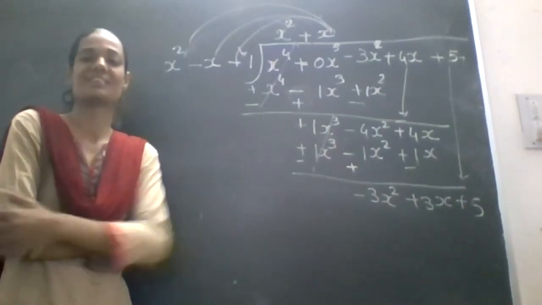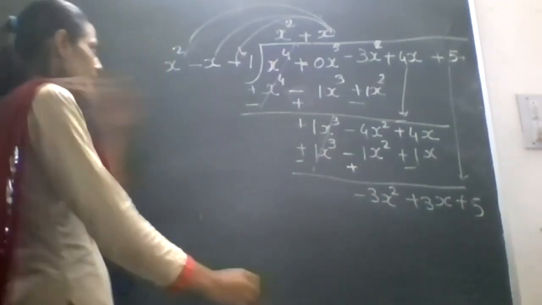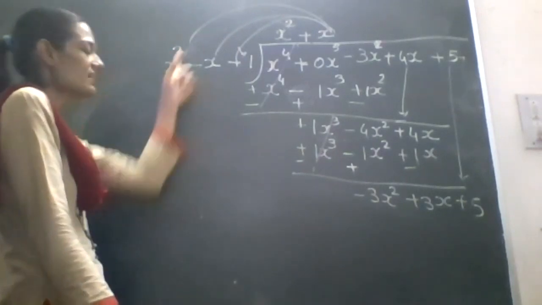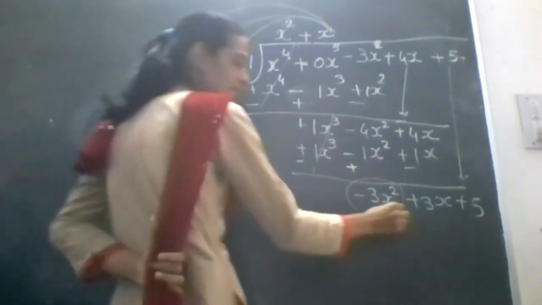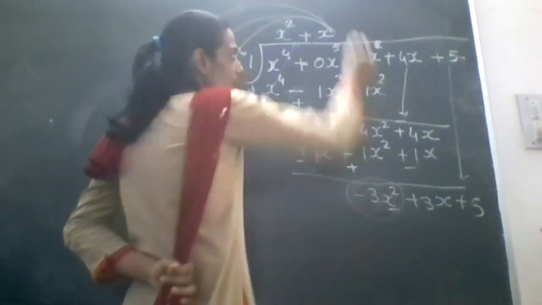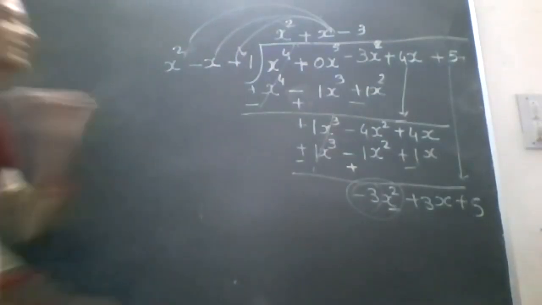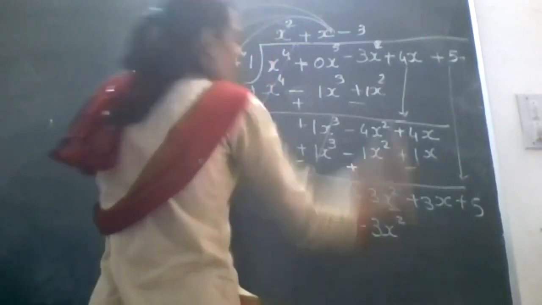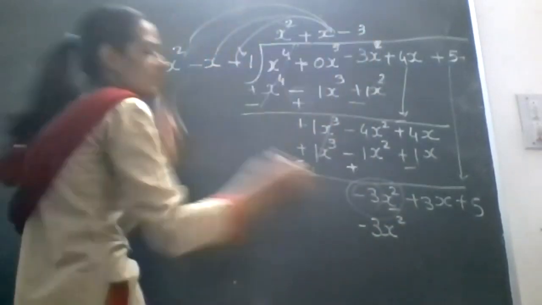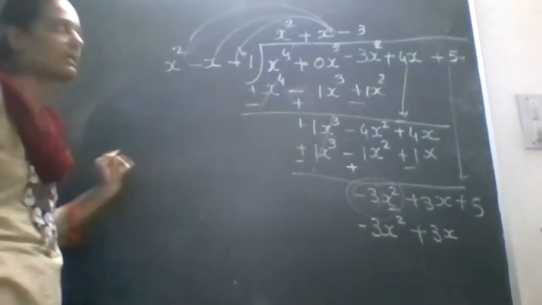No answer. Yes, ma'am. Okay, let's go. Here now again x square is there and here minus 3x square is there. So already it has x square. So what do we want? Minus 3. We want minus 3. So now 3 into x square will be minus 3x square. Minus 3 into minus x, so what will become? Plus 3x.